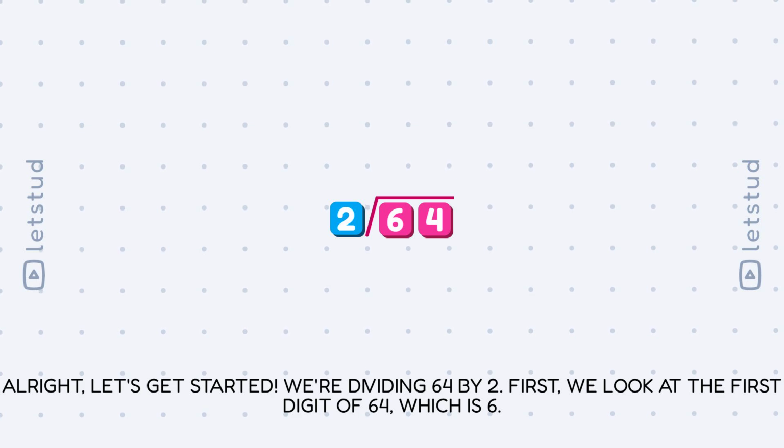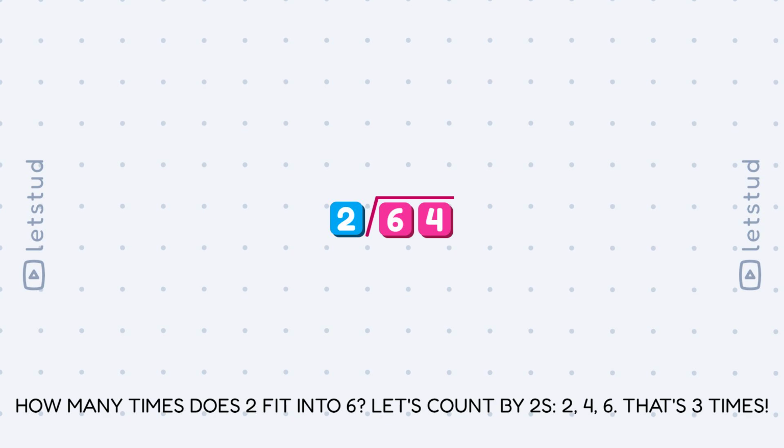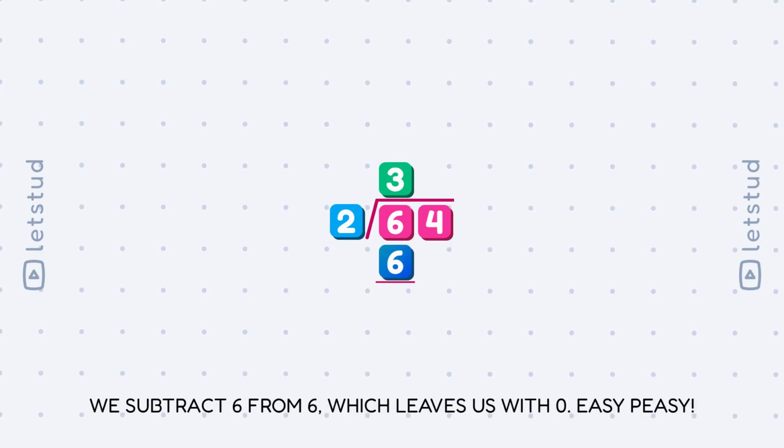Alright, let's get started. We're dividing 64 by 2. First, we look at the first digit of 64, which is 6. We bring down the 6 to start our division. How many times does 2 fit into 6? Let's count by 2's: 2, 4, 6. That's 3 times. Now let's multiply. 3 times 2 is 6. We subtract 6 from 6, which leaves us with 0.